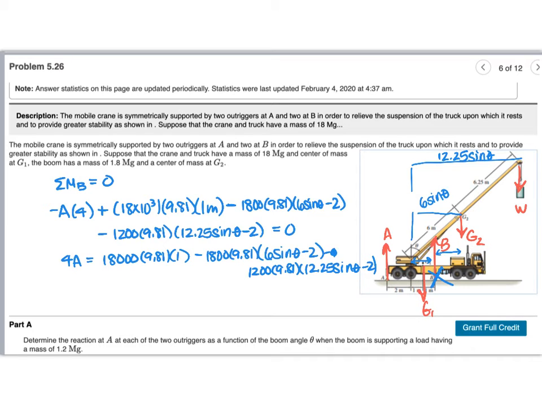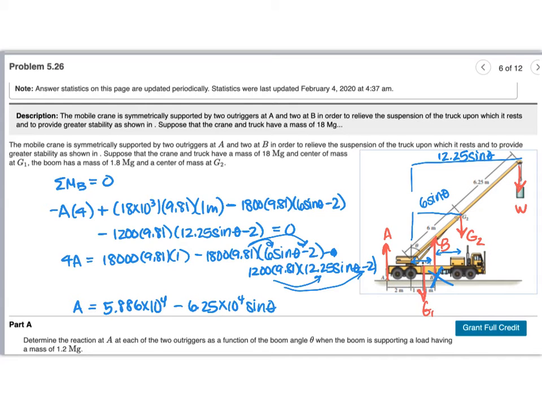If I divide everything by 4 and add like terms, of course I have to distribute for these terms because I have 2 terms here. What I end up with is A is equal to 5.886 times 10 to the 4 minus 6.25 times 10 to the 4 sine of theta.